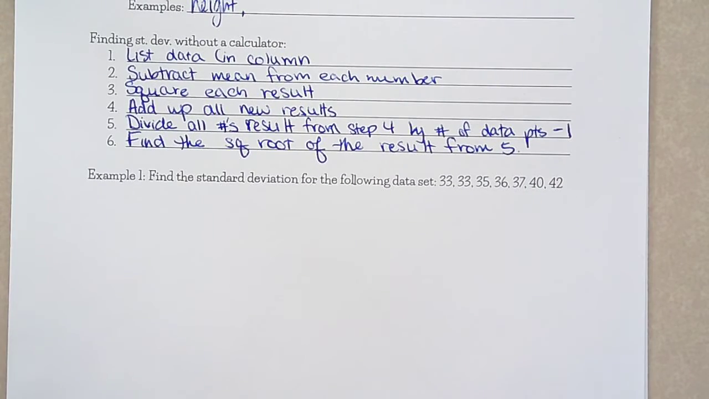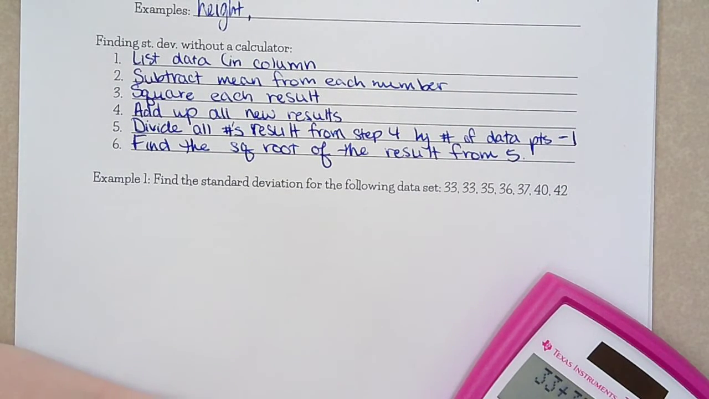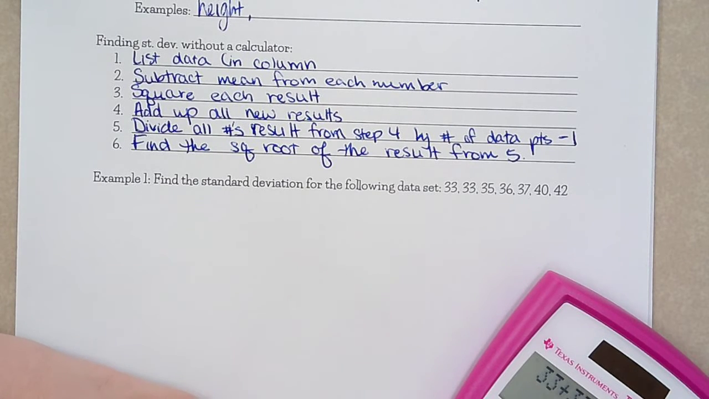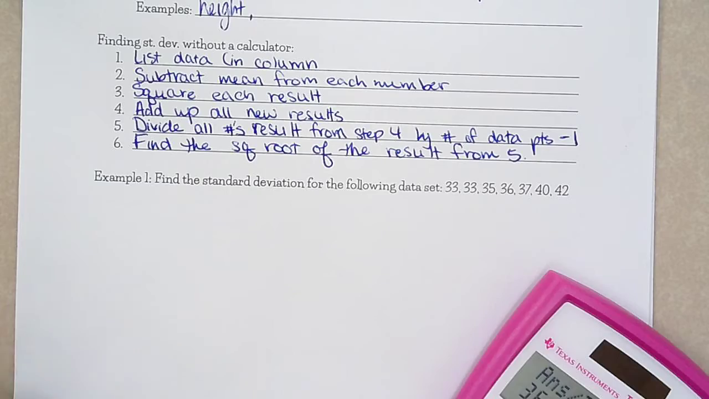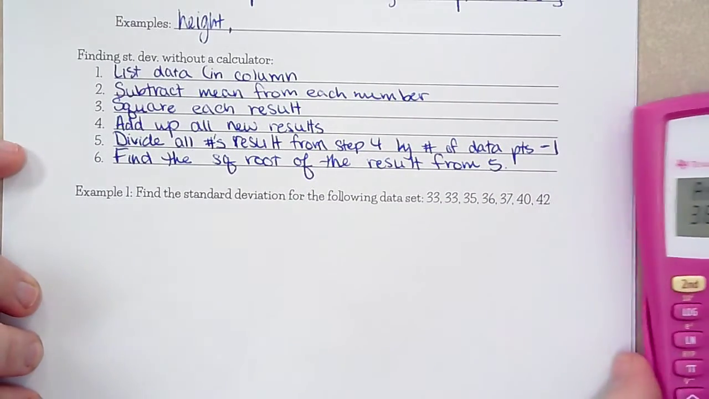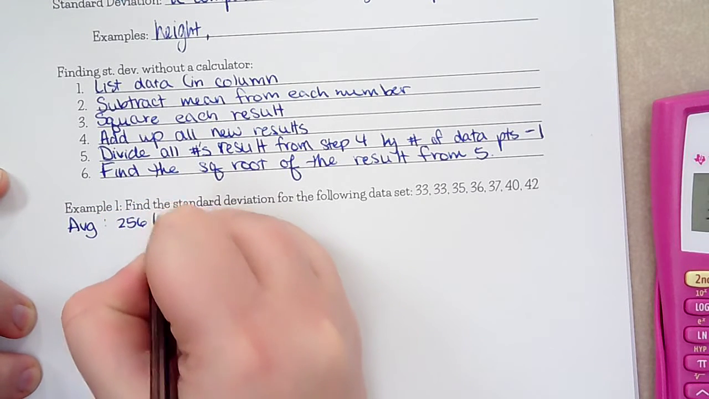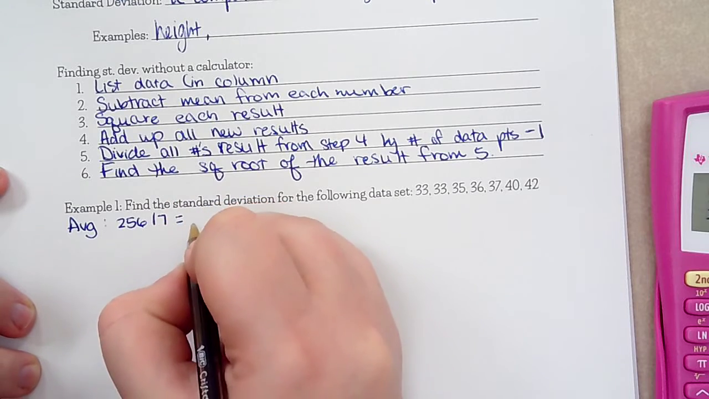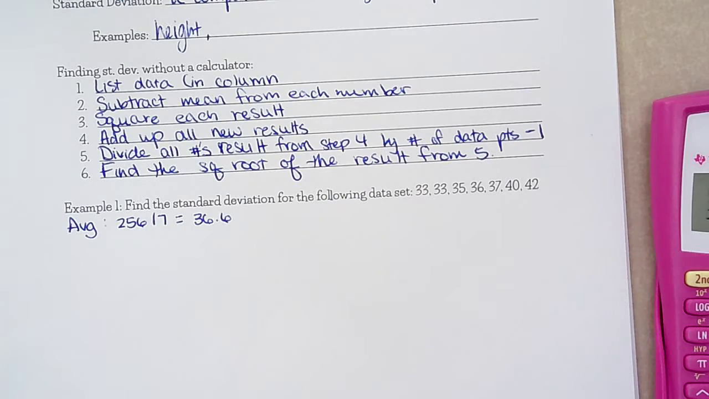We need to find the standard deviation for the following data set. Since I'm going to be using the average so much in this, my first step is to find the average of all the numbers. So 33 plus 33 plus 35, 36, 37, 40, 42 is 256, divided by 7 data points gives me an average of 36.6. I'm going to write that up here: average is 256 divided by 7 equals 36.6.